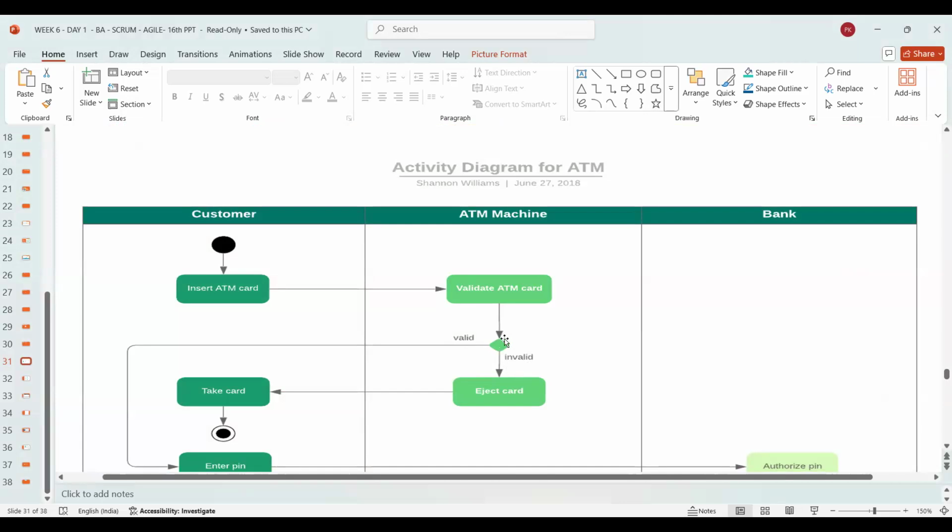Whenever we have any question or any decision to be made, like here, if you could see valid and invalid, those two options are there. At that time it is called a decision node.